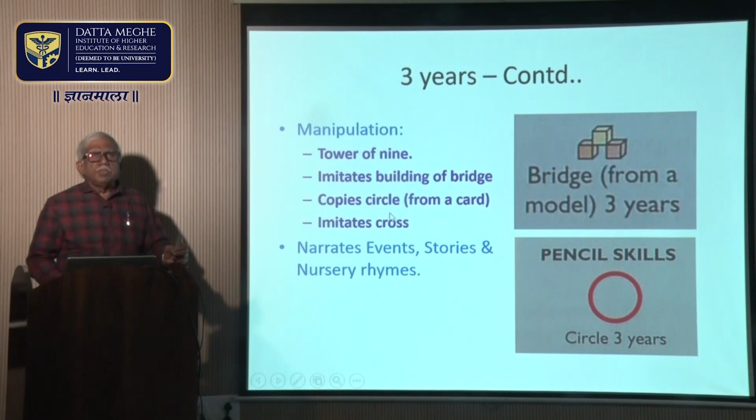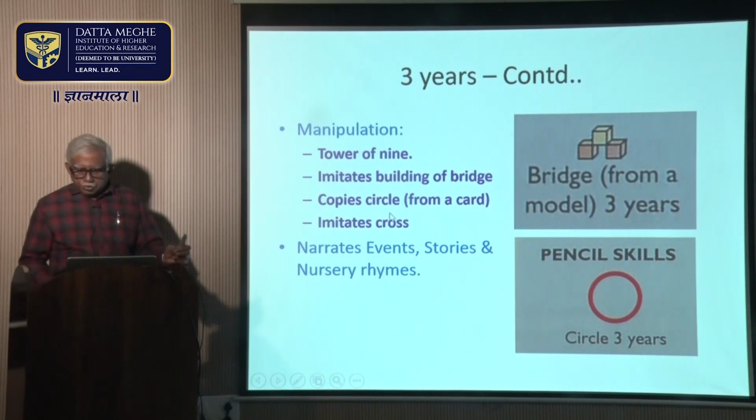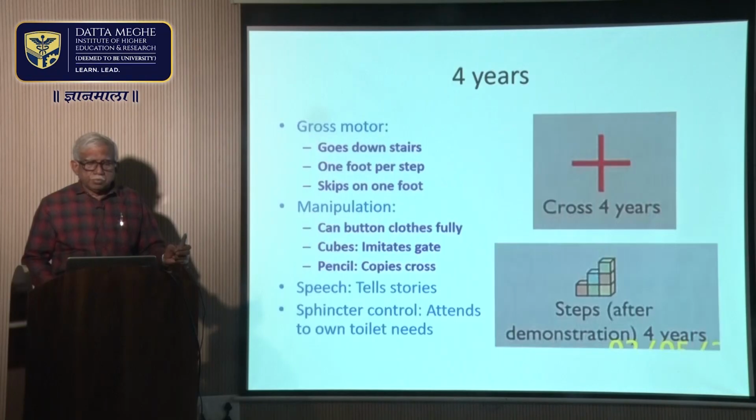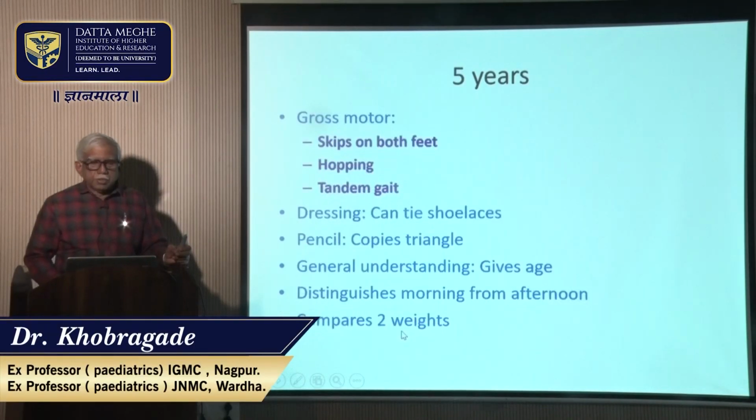So he narrates events, stories and nursery rhymes sometimes, as early as 3 years of age. At 4 years he goes downstairs one foot per step, skips on one foot, and he can draw a cross. Manipulation: he can button clothes and build with cubes, imitates a gate with a pencil, copies a cross. He tells stories. Sphincter control is attained by this time.